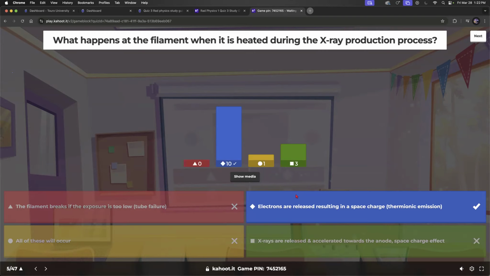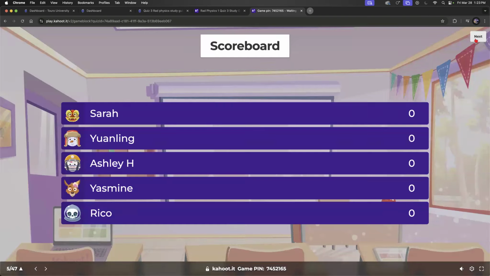Why is the red one wrong? Sarah, what do you got? Because if it's too low, it just can't break it. It has to be really high. There you go. Fantastic.